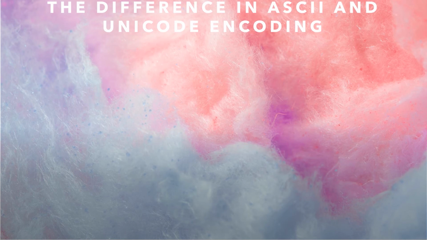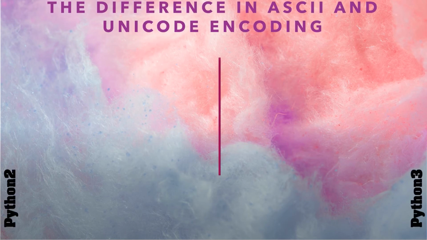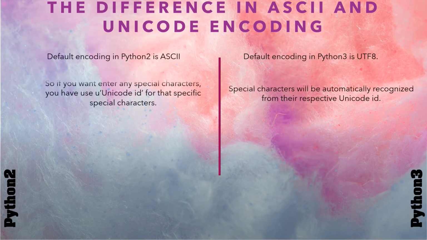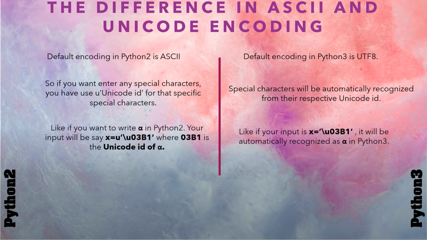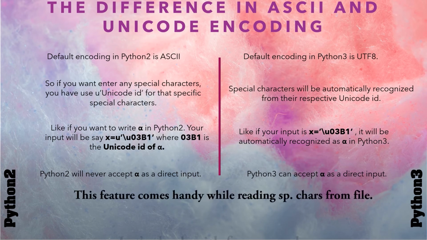The next difference is between the ASCII and the Unicode encoding between Python 2 and Python 3. In case of Python 2, the default encoding is ASCII, while in Python 3 it's UTF-8. That is, it can automatically recognize any special characters from their respective Unicode ID. While in case of Python 2, your Unicode ID should be preceded by a u in order to make Python 2 identify that it's a Unicode ID.